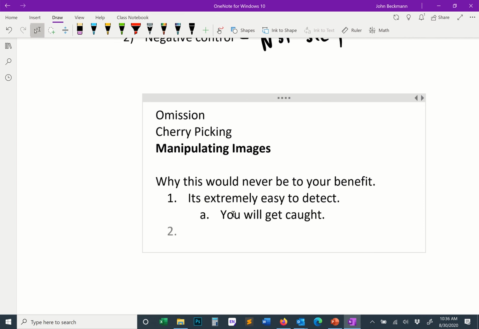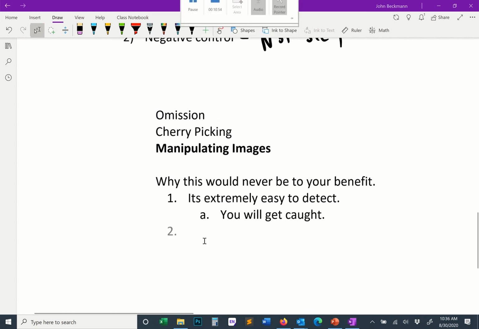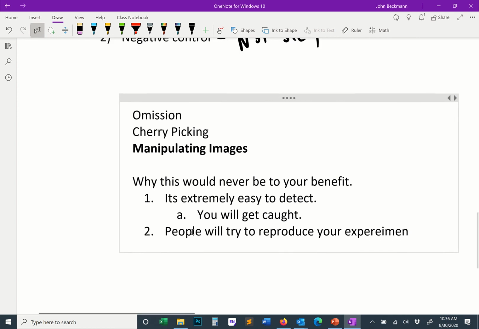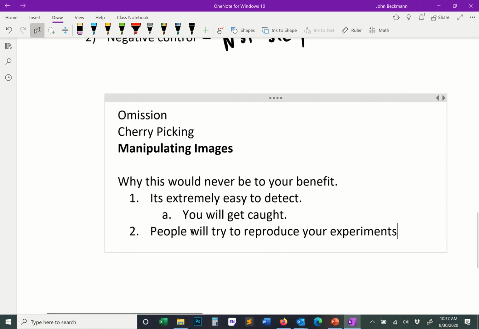Now, the second thing, if you ever work on anything that even is remotely important, science is about reproducibility, and people will try to reproduce your experiments. There are other labs. If you ever work on anything that's important, another lab is going to try to repeat your experiment. That is a fundamental aspect of science, reproducibility.